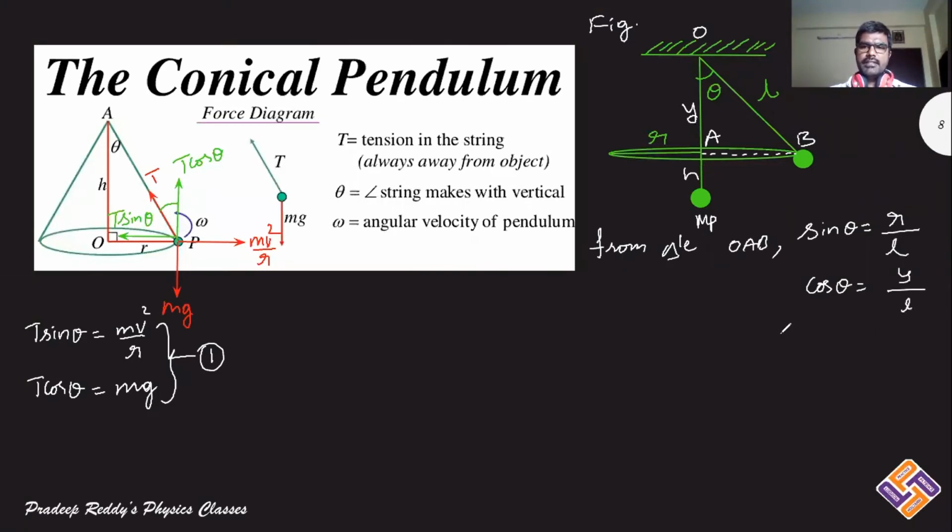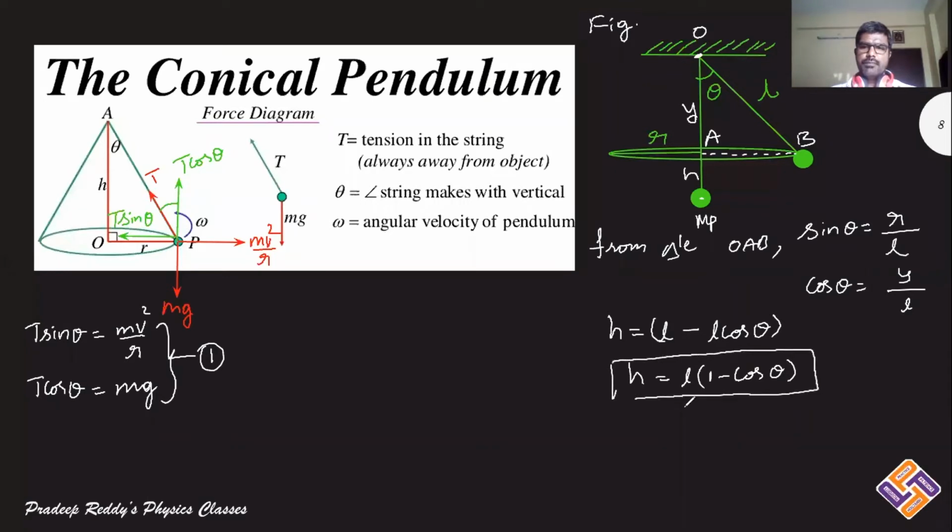Now how do you write h here? H is equal to the length from the point of oscillation, this is L. H is equal to L minus y. Y will become L cos theta. Therefore, the height through which this pendulum is being lifted is L into 1 minus cos theta. This is the equation for h.